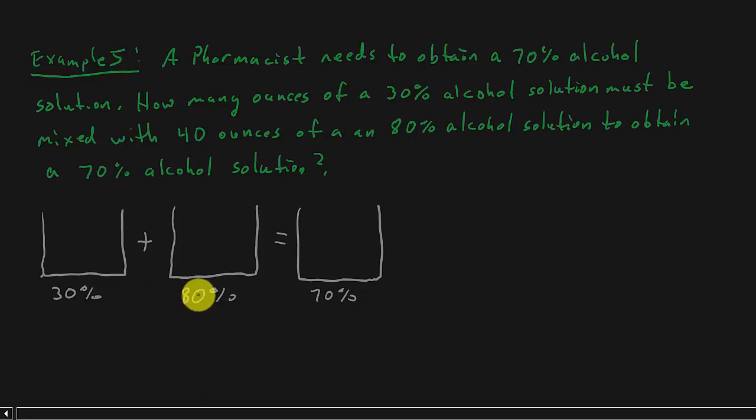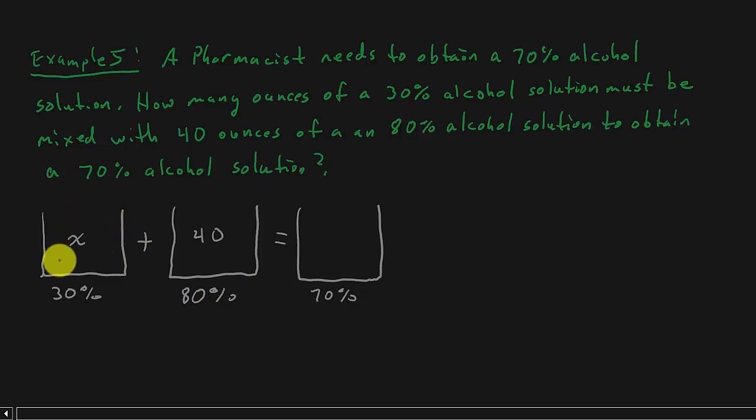Okay? Now, what does it say? It says, how many ounces of a 30% alcohol solution? So that's how many ounces. So I'm going to have X ounces. Must be mixed with 40 ounces. So this has 40 ounces of an 80% alcohol solution to obtain a 70% alcohol solution.